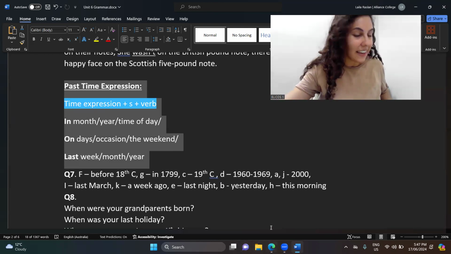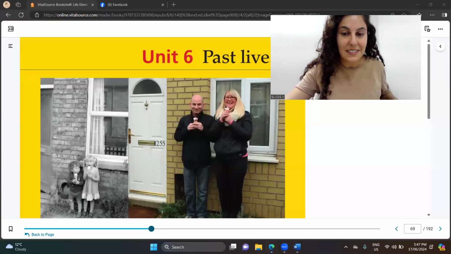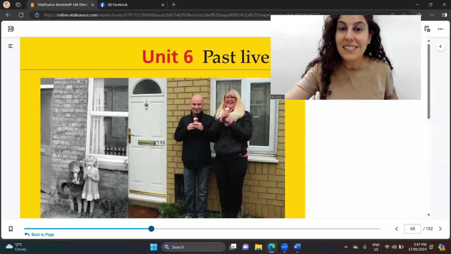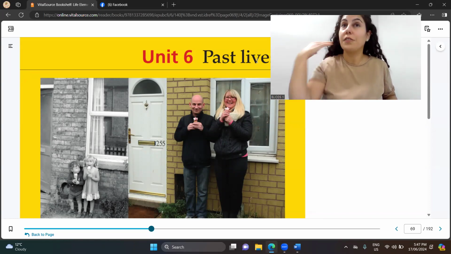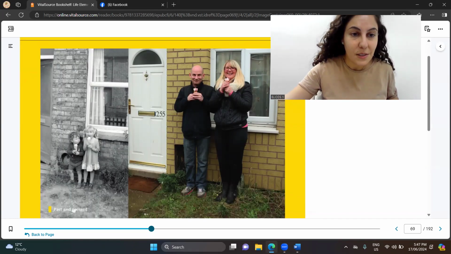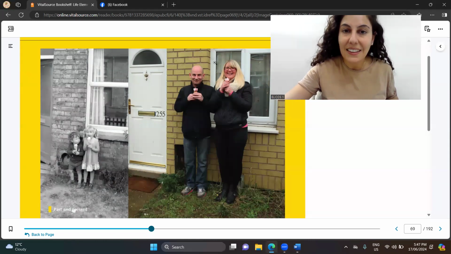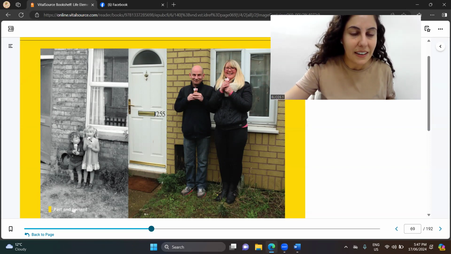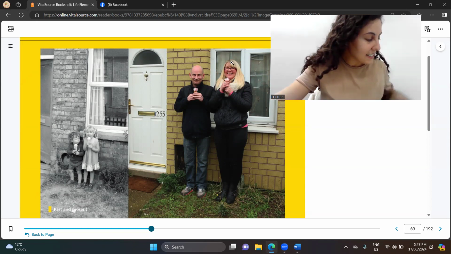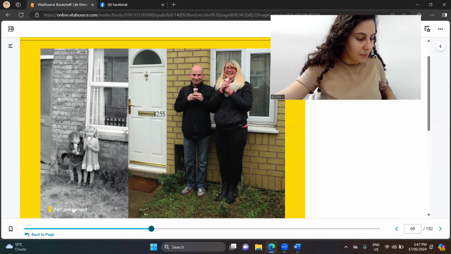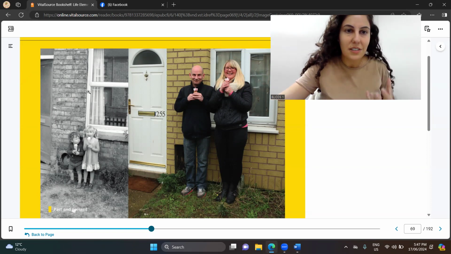Okay, so now let's get into some of our grammar practice. So we could see here past lives. So we've got two photos. This first one looks like it's a black and white photo from a long time ago, so the past. And this photo looks like it's present. Present means like now, recently. So we could see there's a boy and a little girl. And in this photo, there's a man and a woman. So let's listen to an audio and hear what the information is about these two photos.